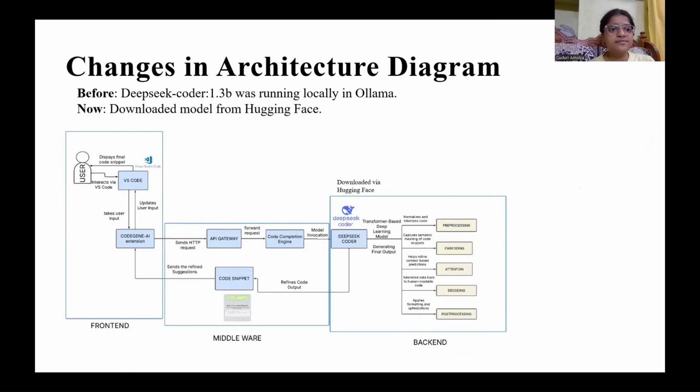Changes made in the architecture diagram. Before, the model was running locally via Ollama, but now we have downloaded the model files from Hugging Face, the H5 files, JSON files, and bin files of the model. The architecture diagram is the same.